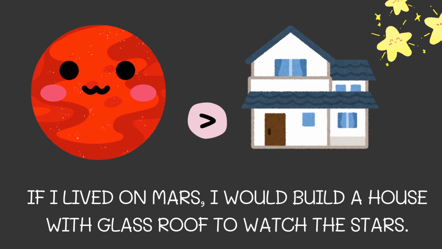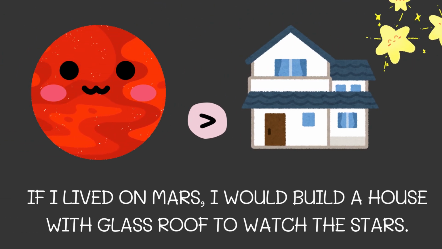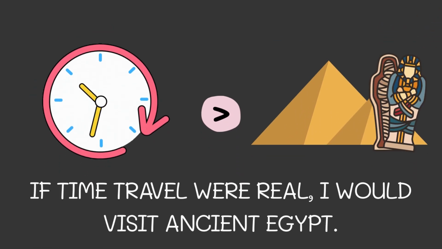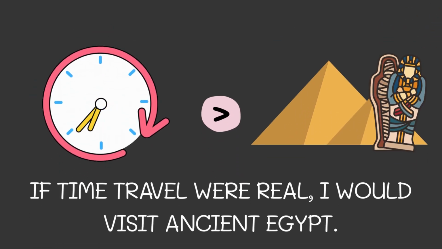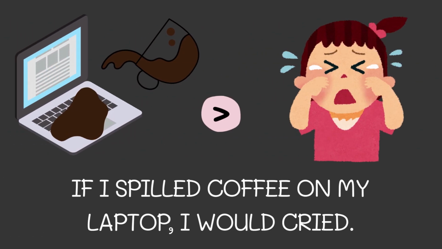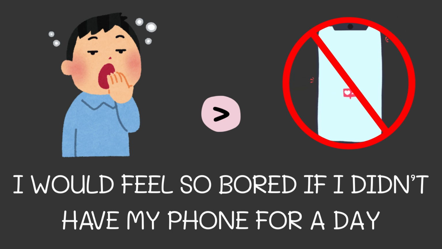Let's look at some more examples. If I lived on Mars, I would build a house with glass roof to watch the stars. If time travel were real, I would visit ancient Egypt. If I spilled coffee on my laptop, I would cry. I would feel so bored if I didn't have my phone for a day.